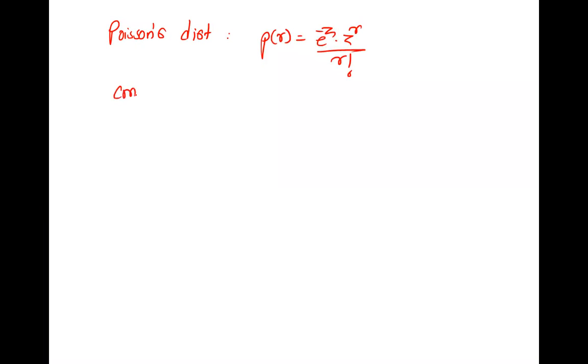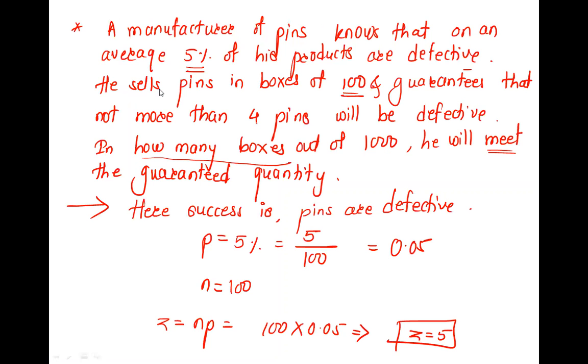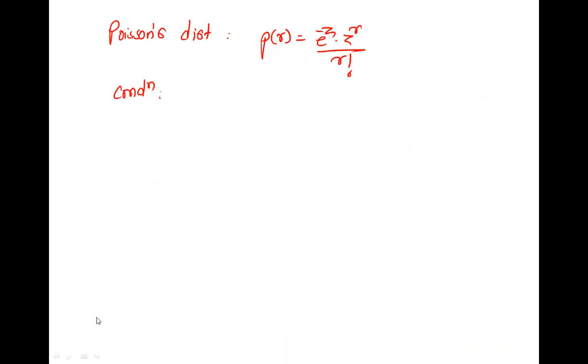Okay, now the condition. What is the condition? We have written that pins are defective is the success, but the question is he will meet the guaranteed quantity. Means what is the guarantee now? Not more than 4 pins are defective, not more than 4. So what is that? R is less than or equal to 4. Very good.